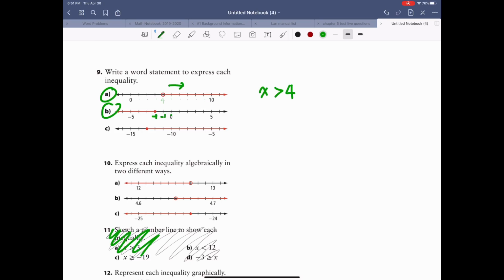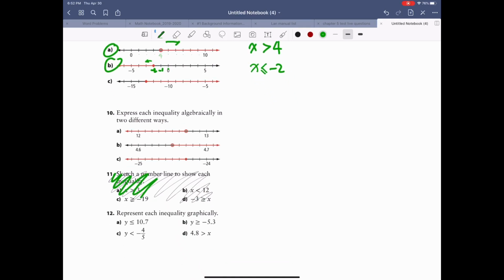0, -1, -2. So the boundary point is -2. And x is smaller than -2, because it's on the left side of -2. So less than, but is the circle solid or empty? It's solid, it's filled, so you have the equal in it.